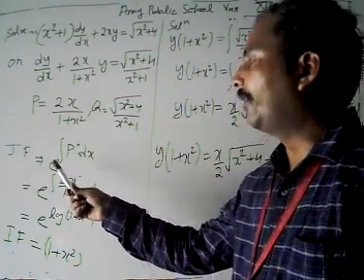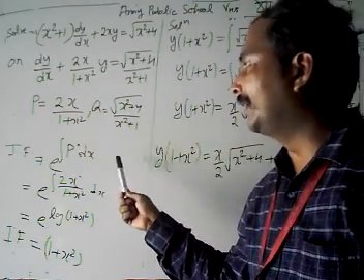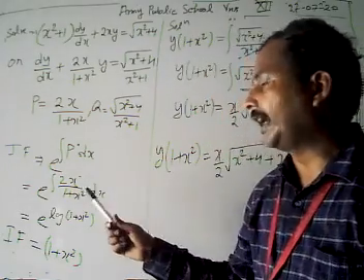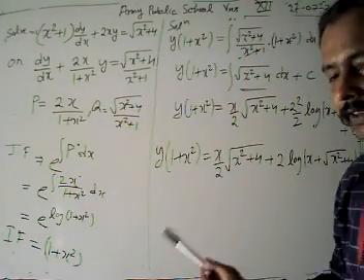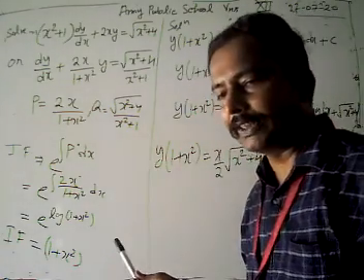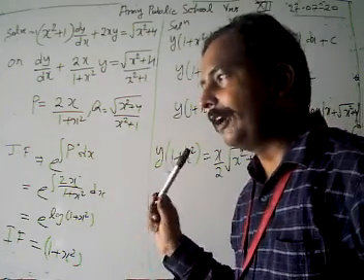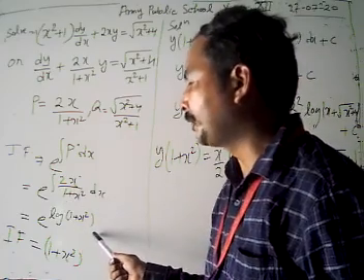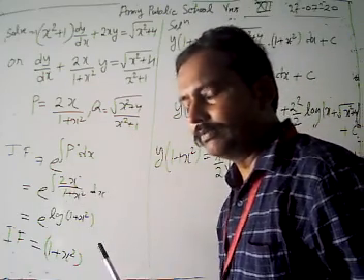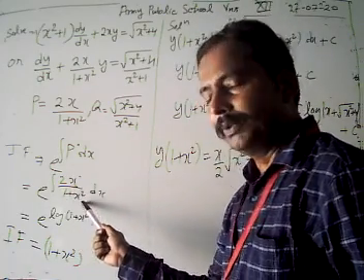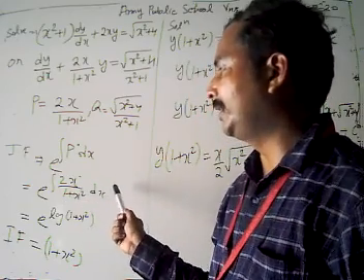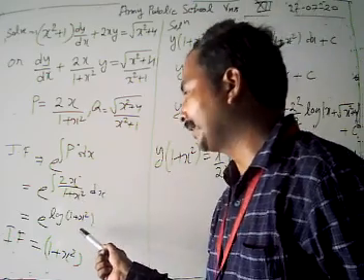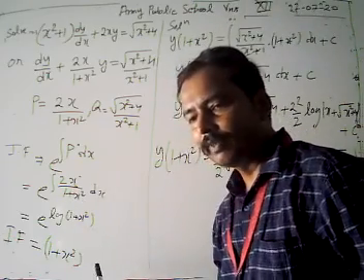Then the integrating factor is e to power integration of p dx, where p is 2x upon 1 plus x square. It's of the type f dash x upon fx, and the integration of f dash x upon fx is log fx, so we get log of 1 plus x square. Either you can solve by substitution: take 1 plus x square as t, then 2x dx is dt, the integration of dt by t is log t, and putting t as 1 plus x square, we get e to power log of 1 plus x square.